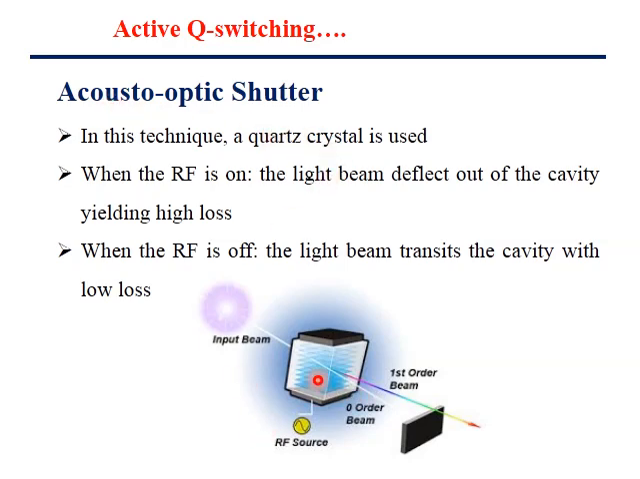So this is a schematic representation. You have the input beam, and this is the quartz crystal, which is attached to an RF source. This is the zero order beam and the first order beam, and it is allowed to reflect, and finally what we have is the Q switched laser beam. Okay, fine.